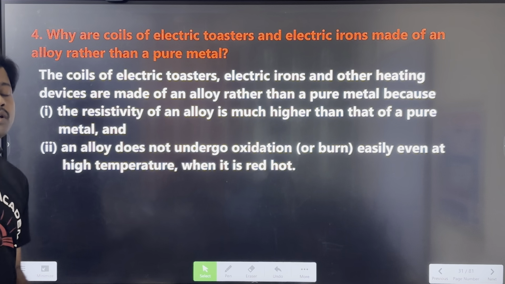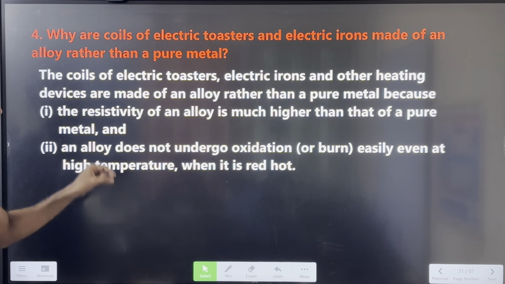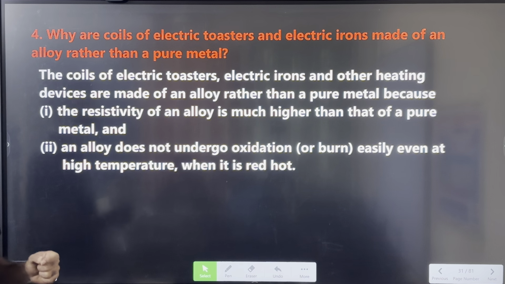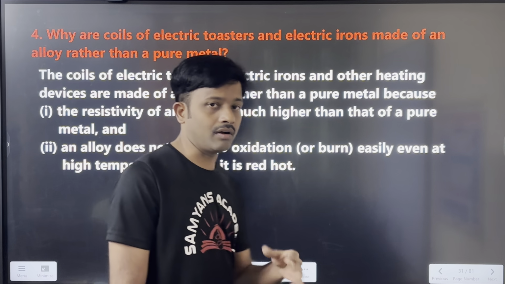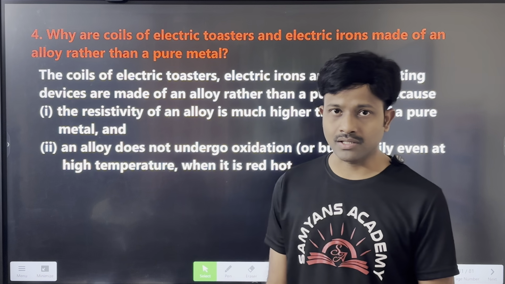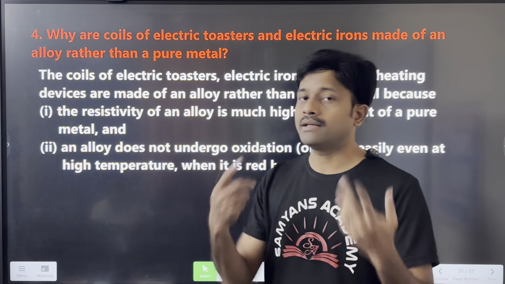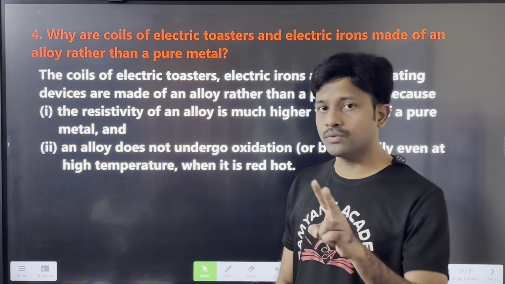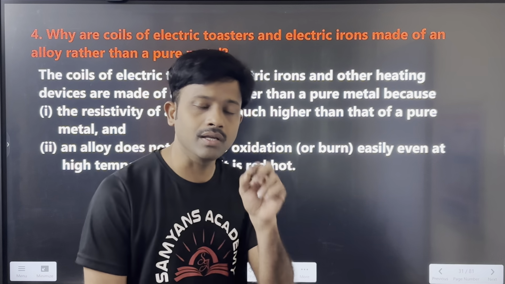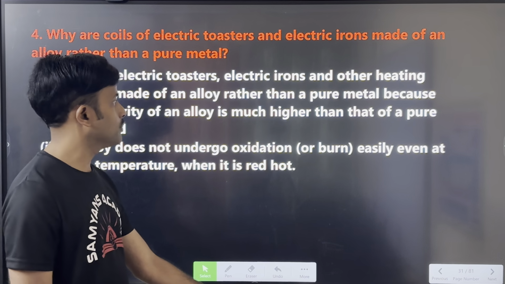It's a very important question. So many times in the board exam it is given. An alloy does not undergo oxidation and does not burn easily even at high temperature when it is red hot. Even in high temperature conditions, they do not get burned. Alloys do not get burned even at high temperature, and alloys have more resistivity value. Because of these two reasons, alloys are used as heating elements in heating devices. Okay, shall I move? Yes.